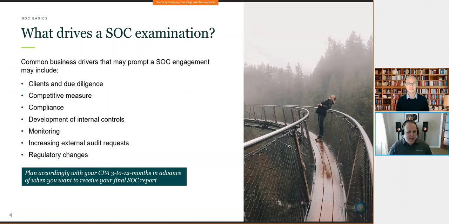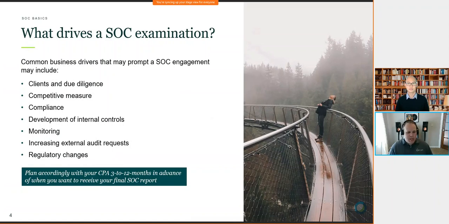Large organizations that need to know how controls are operating within their organization could use a SOC report to get a clear picture of internal controls at their organization. They're also many times used for monitoring. Customers and users of service organizations use SOC reports to monitor performance of controls, and to monitor the risks associated with outsourcing that service and providing them data or sensitive information. Increasing external audit requests.